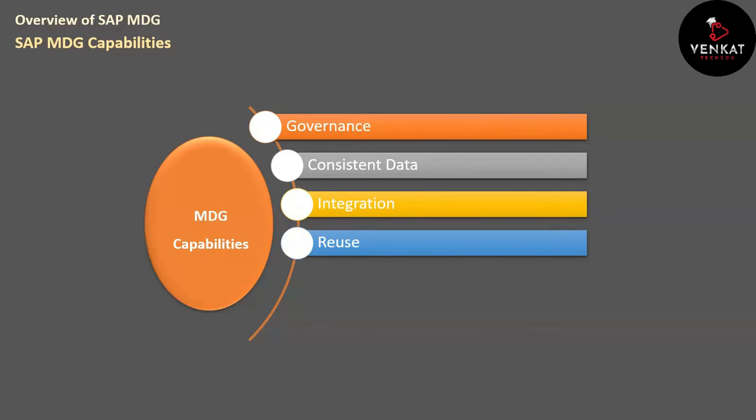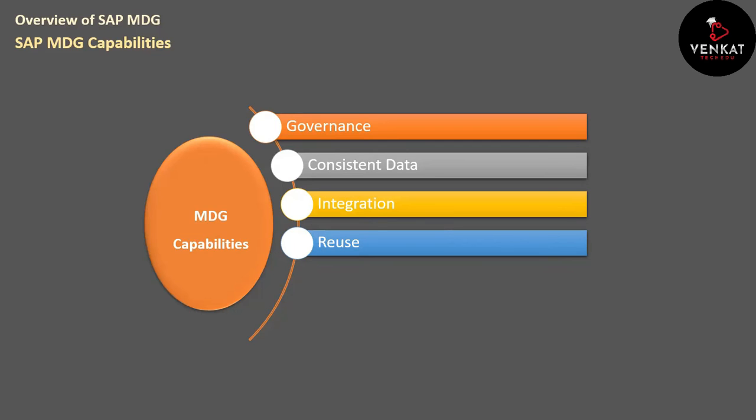And reusability. In SAP MDG, we have various reusable things. Let's say you want to implement a custom solution. You don't need to implement the custom solution from scratch. There are some reusable templates in MDG. Using those, we can implement custom solutions in an easy manner.